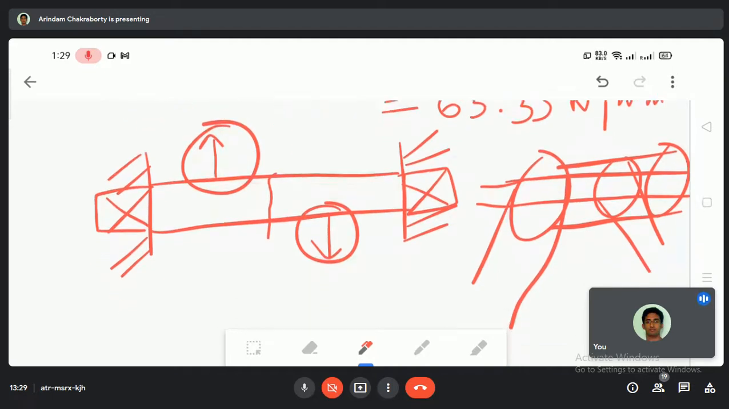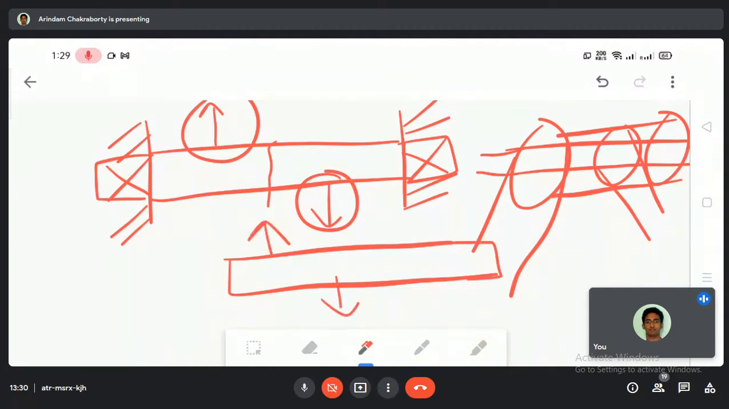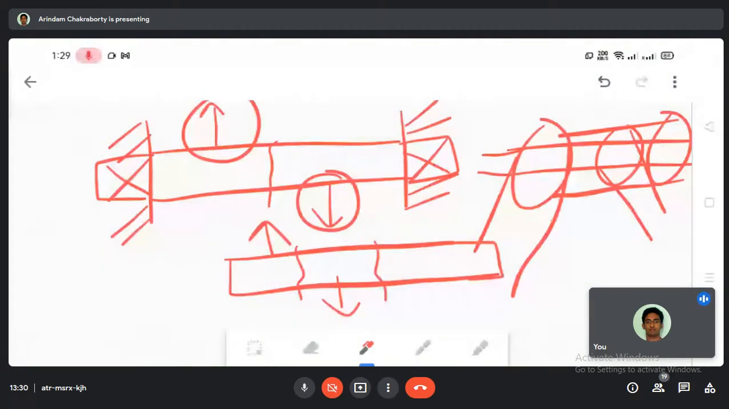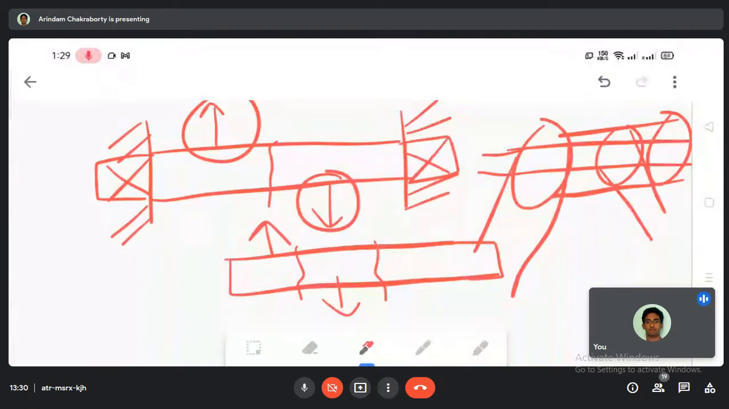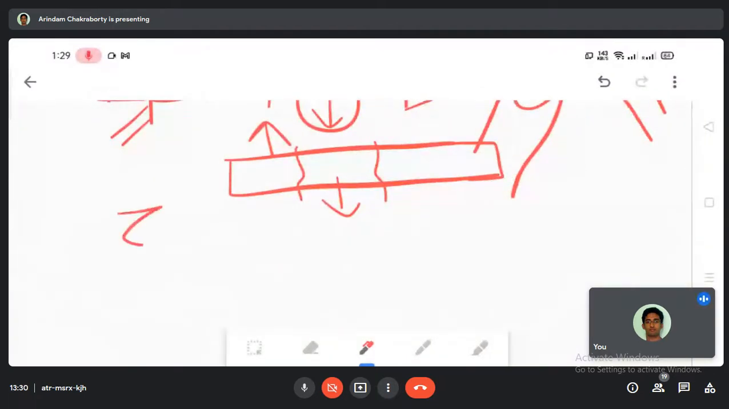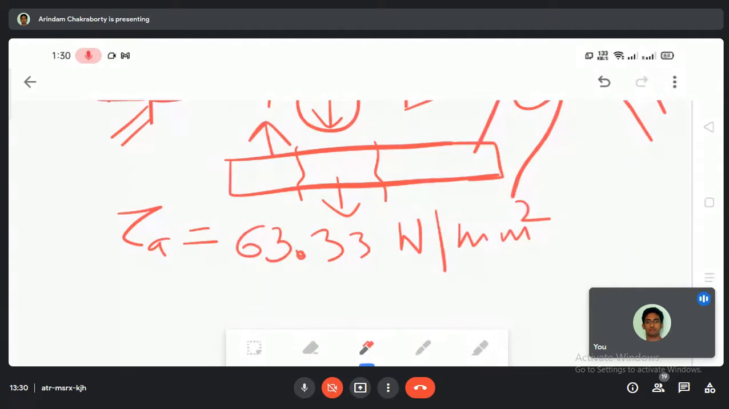So there you can understand why it is happening, because a shaft is always bearing a load in such a pattern that there will be a shear. You will always find that. That's why it is assumed that the chances of failure will be shear failure. That's why we consider tau A, that is nothing but our allowable shear stress. Tau A is equal to 63.33 Newton per millimeter square. Fine, that is done.